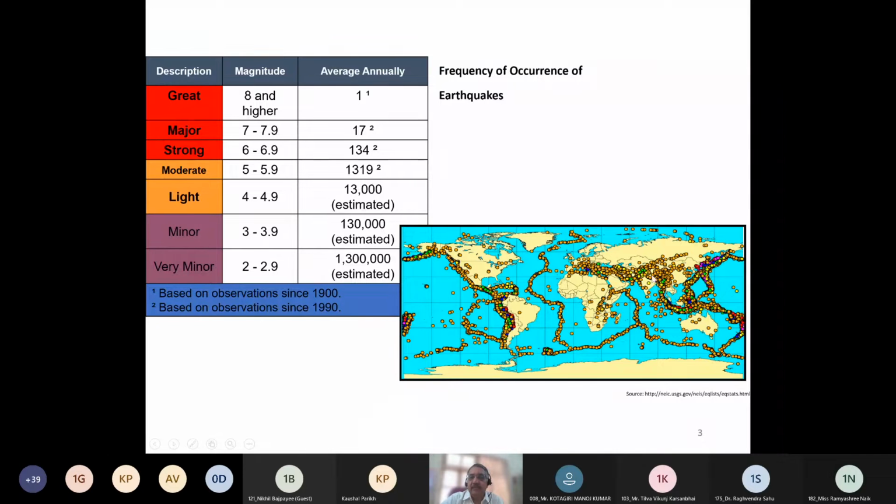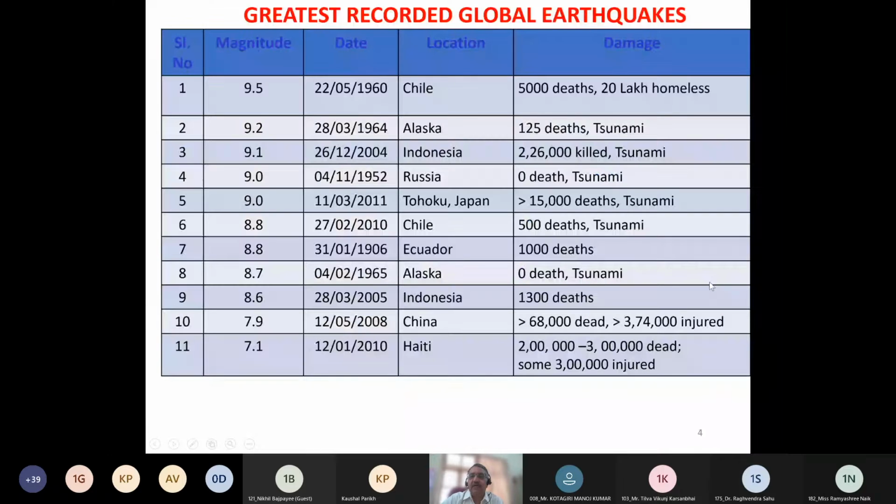And this is our country, India. So most of the earthquakes here. And Japan is entirely covered by earthquakes. Some of the greatest recorded global earthquakes: magnitude 9.5, 1960 in Chile, and 1964 Alaska, magnitude 9.2. Indonesia 9.1. This is actually in India also. A lot of damage occurred in southern part of India, Tamil Nadu coast, Kerala coast, and so on.